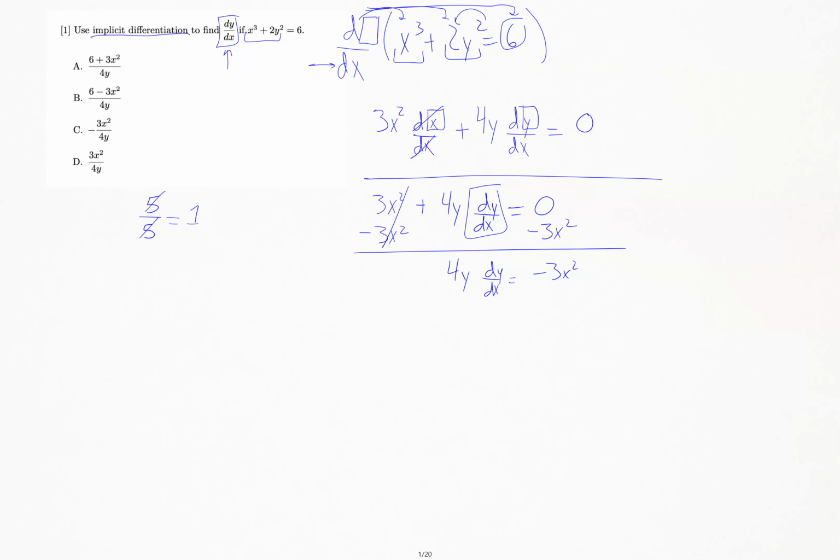Again, we're trying to get dy dx by itself, so these two pieces are being multiplied. So to get rid of that, to undo that multiplication, I'm just going to divide both sides by 4y. So the 4y's will cancel, and that's going to leave me with dy dx equals negative 3x squared over 4y. So that's what dy dx equals. That's what my derivative equals. And that is my final answer. And we can see that that answer sits here at answer C.